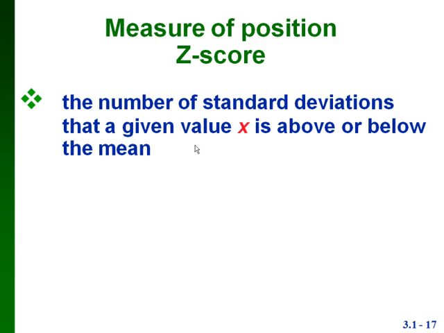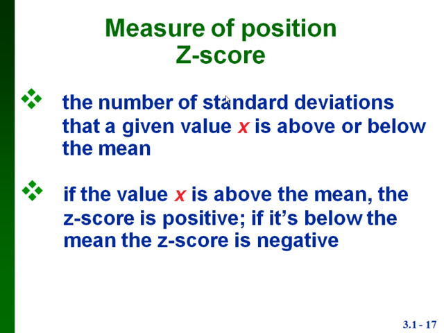or below the mean. If the value that we're interested in is below the mean, then the Z-score will be negative. If it's above the mean, the Z-score will be positive.